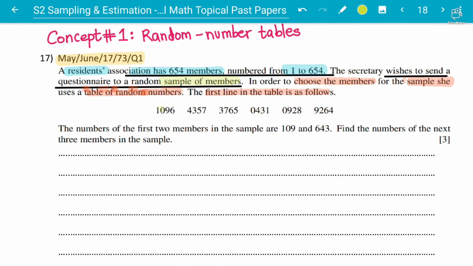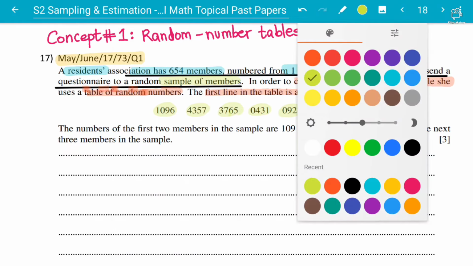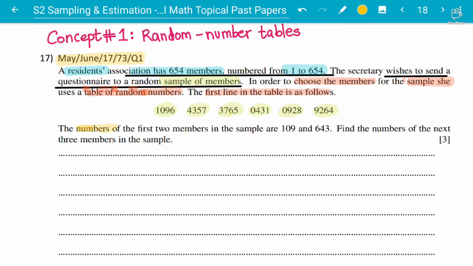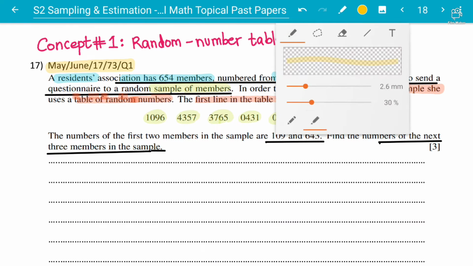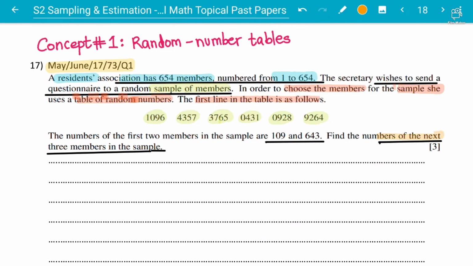So these are all the random numbers, 1096, students, and what we have to do is take out a sample here. The numbers of the first two members in the sample are 109 and 643. Follow very carefully here, students. We have to find the numbers of the next three members in the sample. This is completely done based on randomness.